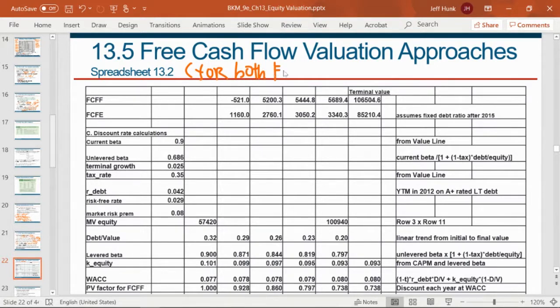Free cash flow. It's so hard. Free cash flow to the firm and free cash flow to equity holders. Free cash flow to equity. Okay.